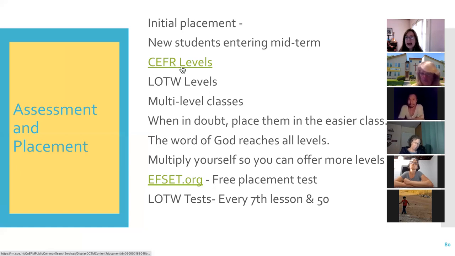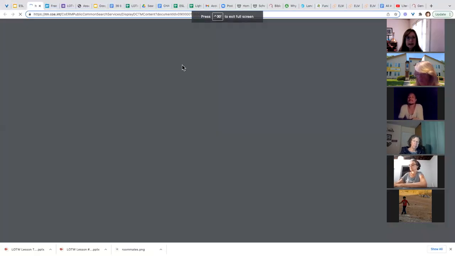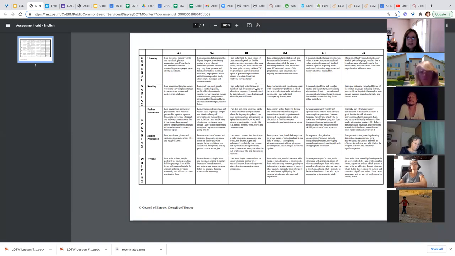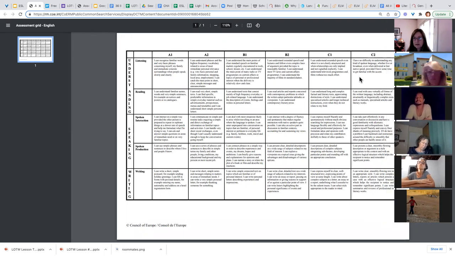They're called CEFR levels. So this is a worldwide standard that was set up by the council, a European council, and it's used for all languages, not just English. And I'll make this chart a little bit bigger here so you can see it. But basically, they divide it into 6 different levels of language proficiency. So A1 is absolute beginners, and C2 is a native speaker or almost a native speaker.